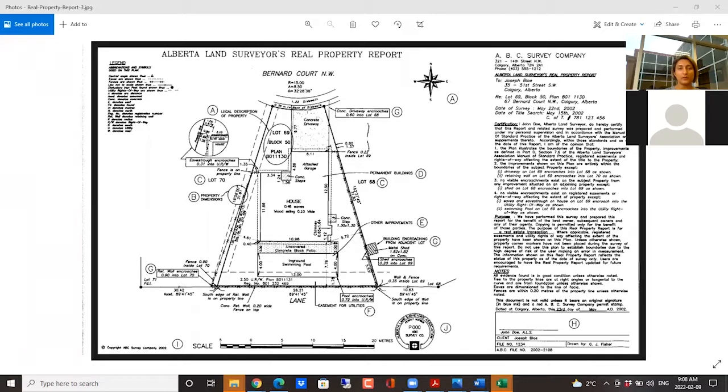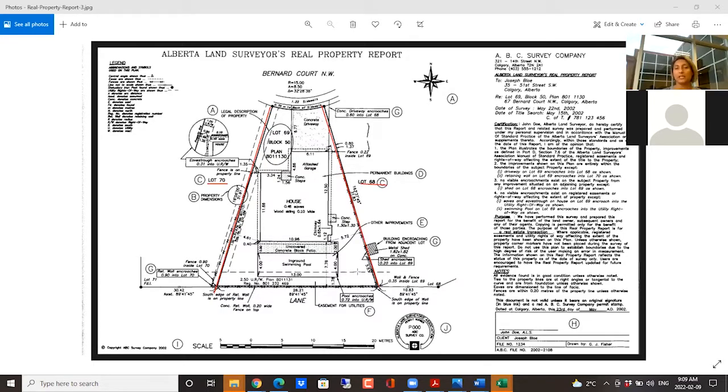In this case, what we're looking at here is the property. This is the boundary of the property. It's a pie-shaped lot, and as we can see here, lot 69 is right beside our property, and then we have lot 70. There's a legal description of this particular property, which is lot 69, block 50, and this is the plan number. So plan, block, and lot number. The legal description is on there as well.